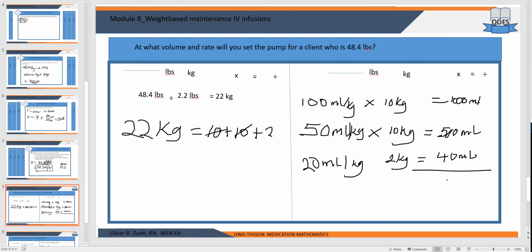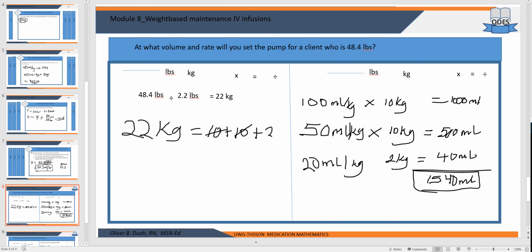Once we have found the fluid distributions, then we sum it up to find the total amount of fluid that we have to give. So we have 1,000 plus 500, which will give us 1,500 plus 40. So we are going to get 1,540 ml. So this is our total volume.